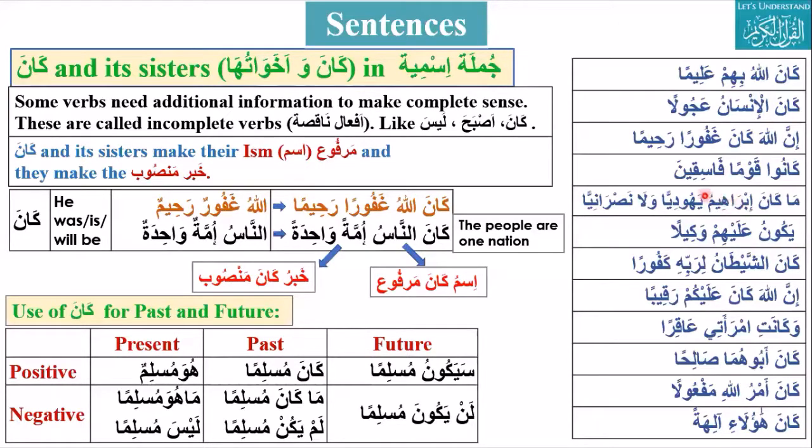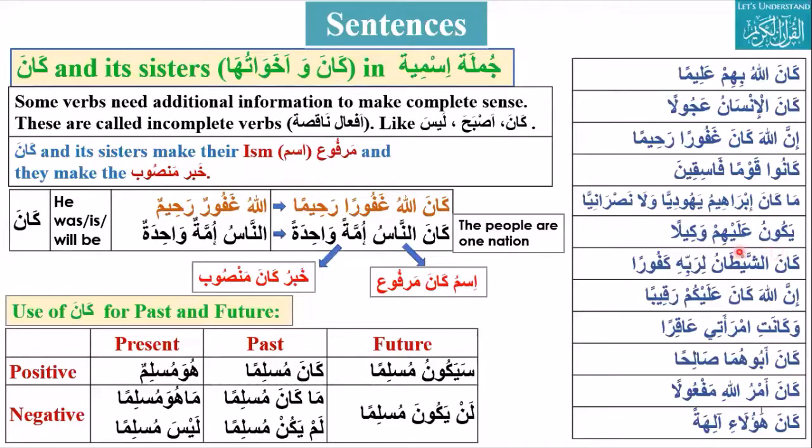Hassan, Ibrahimu, what is the status of Ibrahim? Mansub or Marfu? Marfu. So here it is called the Ism of Kana, because this is Marfu, no? After Kana, the Ibrahimu is the Ism of Kana, Yahudiyan and Nasraniyan are the two Khabar of Kana. Ibrahim was not Jewish and neither was he Christian.